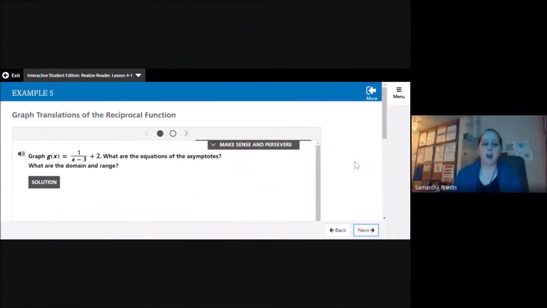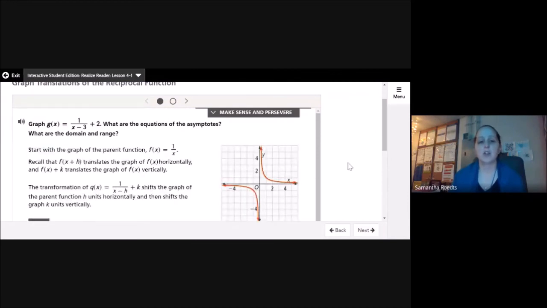All right, example 5, graph translations on the reciprocal function. So graph g of x equals 1 over x minus 3 plus 2. What are the equations of the asymptotes? What are the domain and range? So start with the graph of the parent function, f of x equals 1 over x. Recall that f of x plus h translates the graph of f of x horizontally, and f of x plus k translates the graph vertically. So this translates horizontally, this translates vertically.